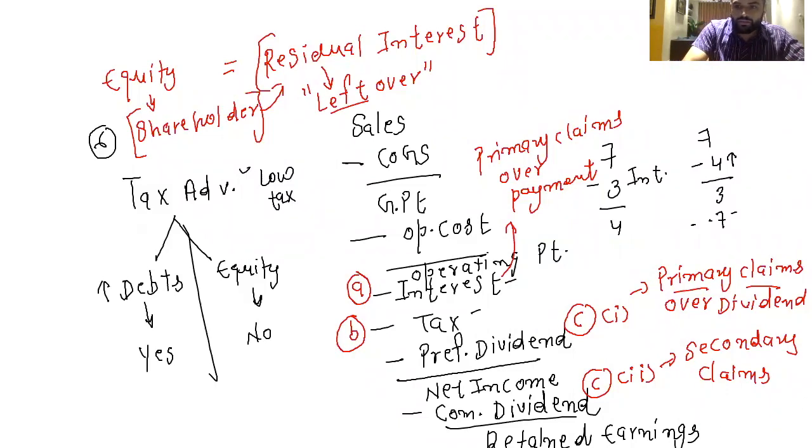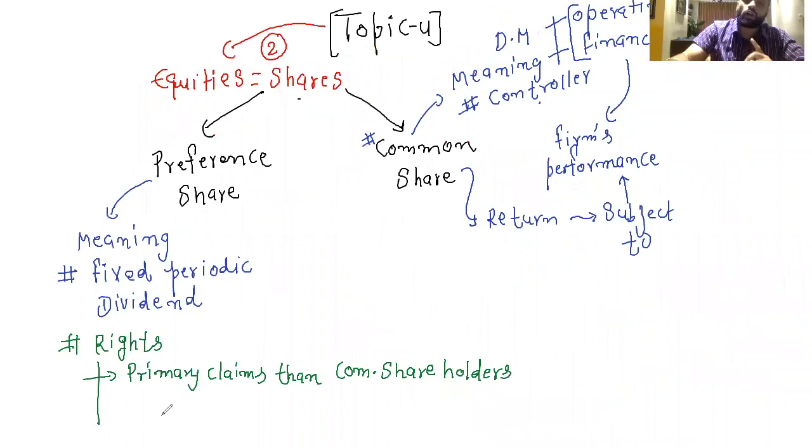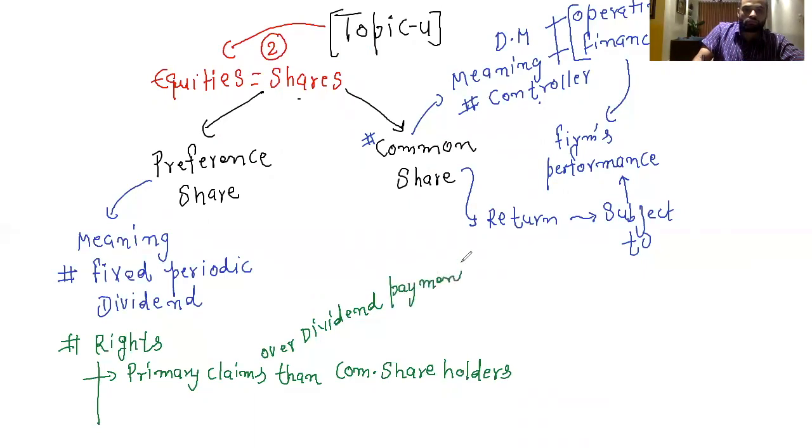So that's the meaning of primary claims, then common shareholders. So primary claims over dividend. Let me write it clearly. Primary claims over dividend payments. Right. Primary claims over dividend payments.